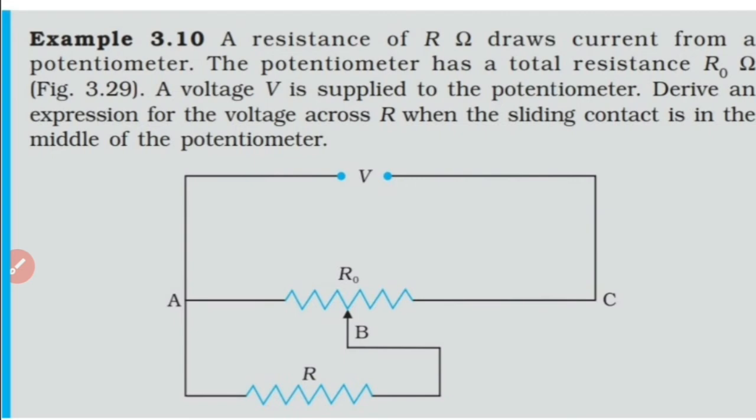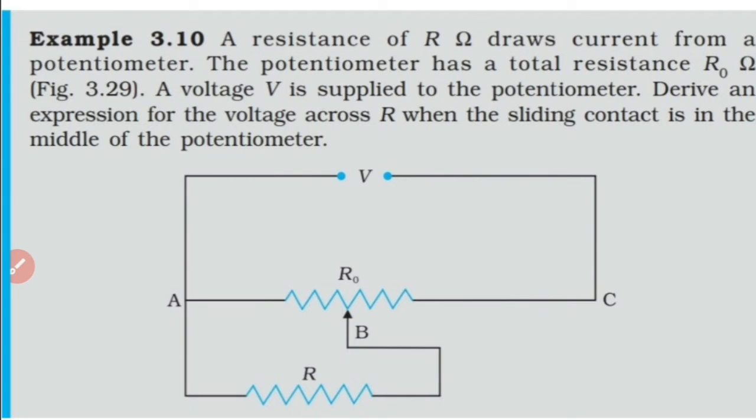A resistance of R ohm draws a current from a potentiometer. The potentiometer has a total resistance R0 ohm. A voltage V is supplied to the potentiometer. Derive an expression for the voltage across R while the sliding contact is in the middle of the potentiometer. Sliding contact means that jockey. Okay, so when it is in the middle, we have to derive the expression for voltage across R.